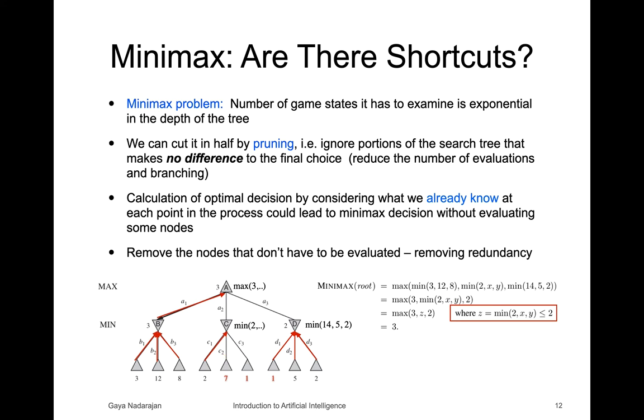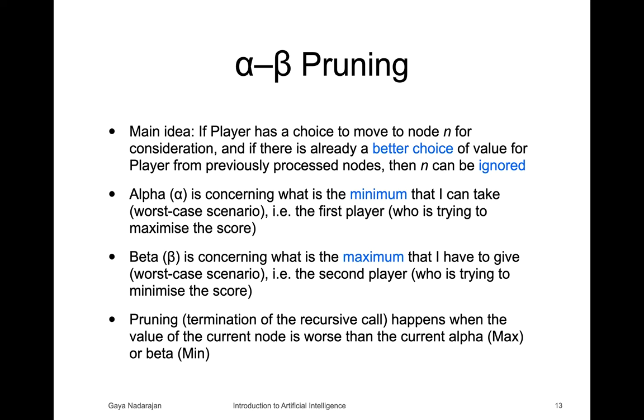And this is why we want to use this pruning, so that we don't have to go to places where we already know it's not going to make any difference to our decision. In fact, going there is going to be worse in terms of computation. And that is the main idea for alpha beta pruning. If a player has a choice to move to node n that is for consideration, however, if there is already a better choice of value for that player from previously processed nodes, then you can ignore n, exactly as we saw before this.